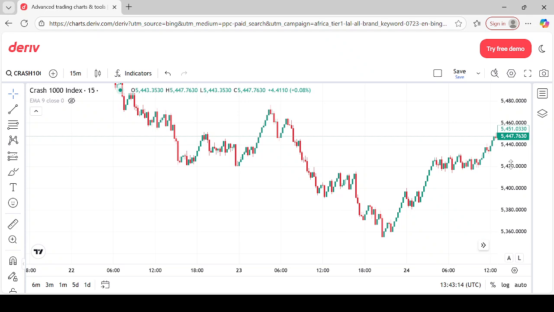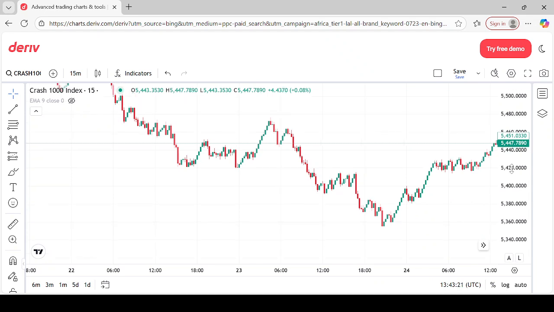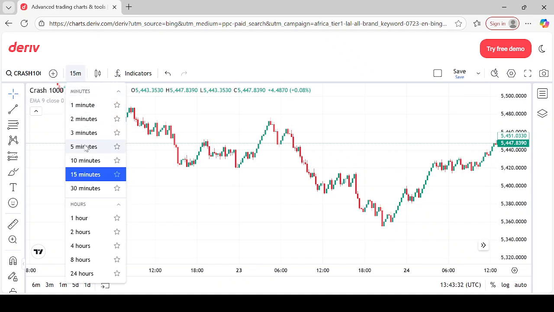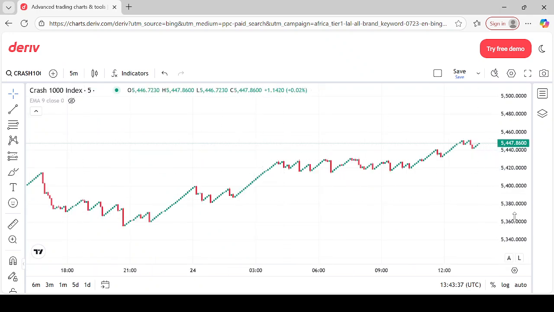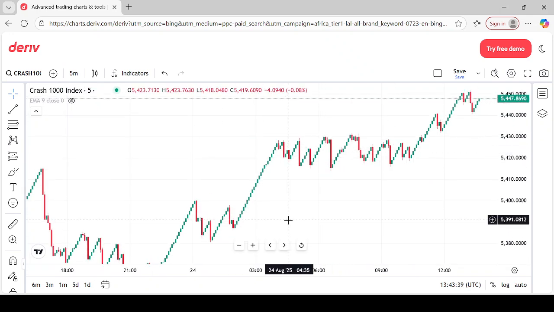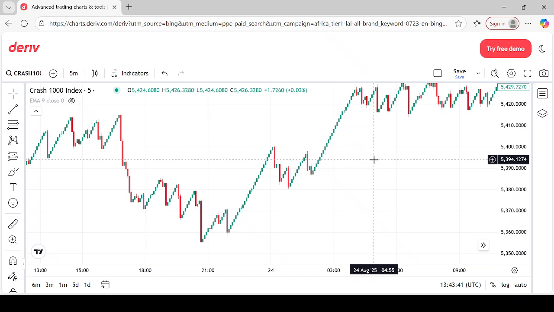Now let's look at the boom and crash trading strategy. We'll look at a step-by-step guide to help us navigate these volatile markets. The first step is to choose a time frame. When trading boom and crash, it is essential to use a shorter time frame. You can use a short time frame such as your 5 minutes or your 1 minute. It is nicer that way to capitalize on the short time frame. This time frame allows us to react quickly to market conditions.